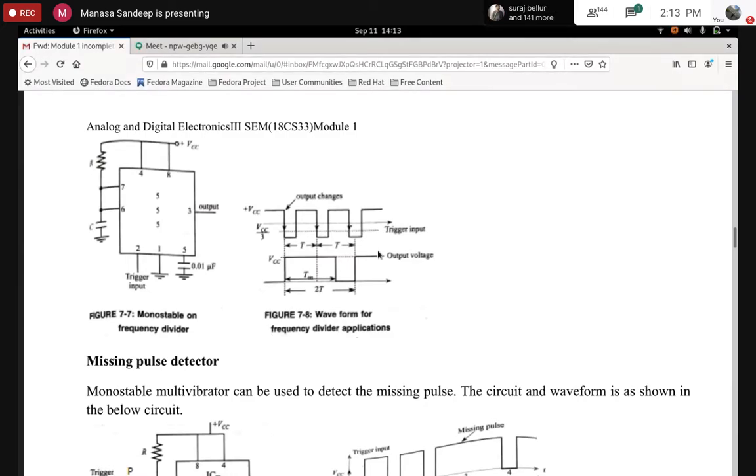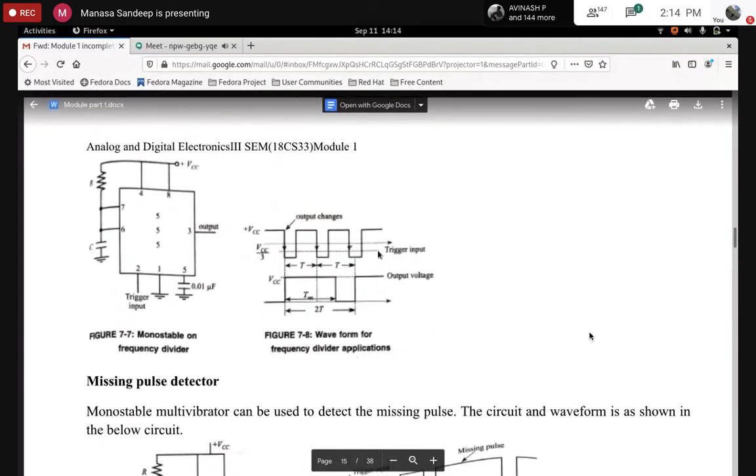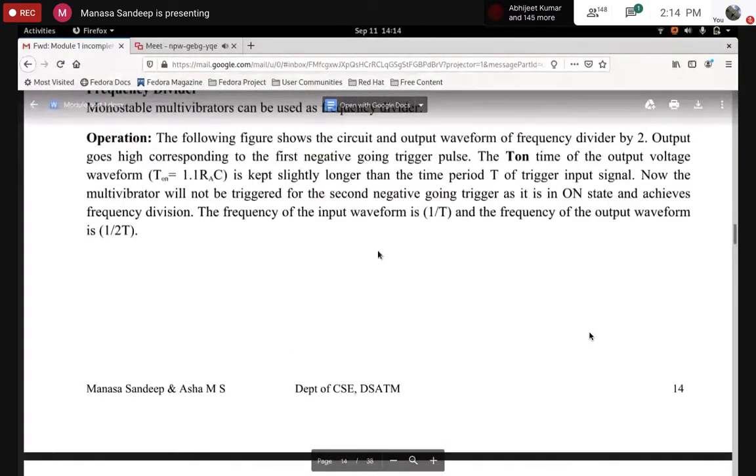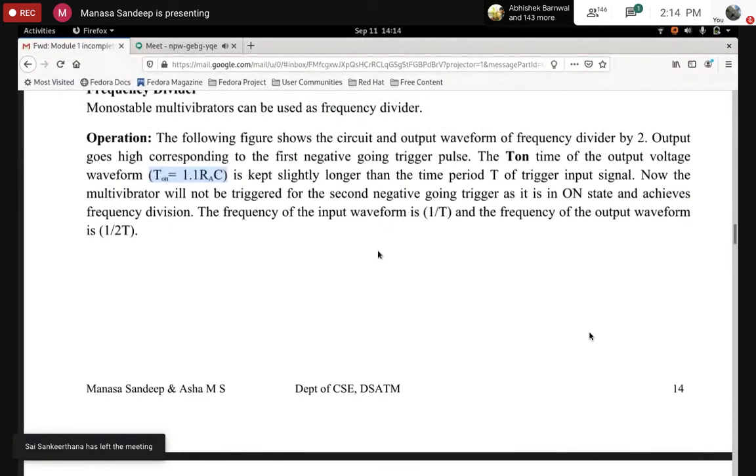So that's why, as soon as this circuit encounters a negative going trigger, the output of this circuit will go up. That's why we are going to have a high output. Next, coming to frequency division, how exactly it is done. While designing, we know that T on, the on time, is given by this formula. What is this formula? T on is equal to 1.1 into RA into C.